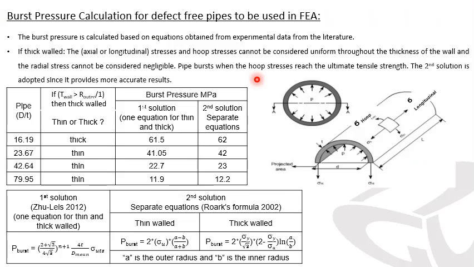The burst pressure calculation for defect-free pipes to be used in finite element analysis is obtained from equations from the literature. First, pipes should be classified into thick-walled or thin-walled, because the distribution of stresses will not be the same in both cases. So the first solution does not differentiate between thin and thick-walled, however the other solution separates between them. So the second solution was adopted here, since it provided more accurate results. This pressure will be used in finite element analysis.